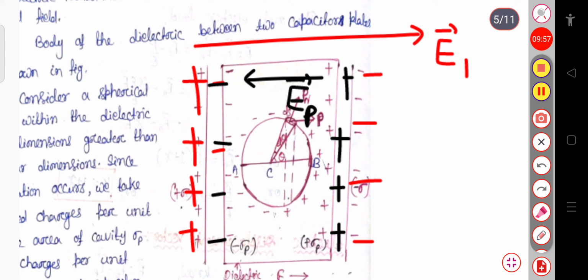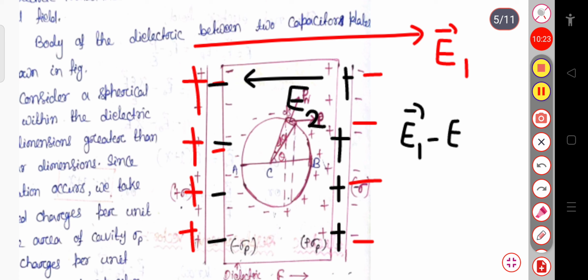It is just in the opposite direction. That is, this E1 electric field is the applied electric field, and this EP, or let me write it as E2, this is your E2. This E2 is the electric field which will try to oppose this E1, or this is in the opposite direction to that of E1. So simply we will write this will be E1 minus E2.